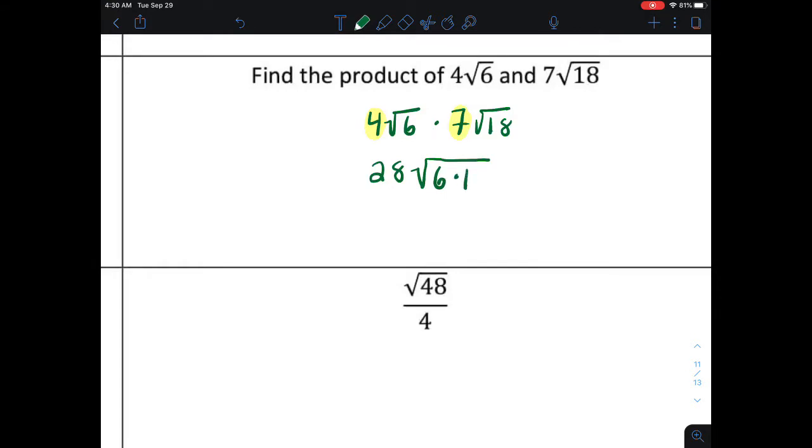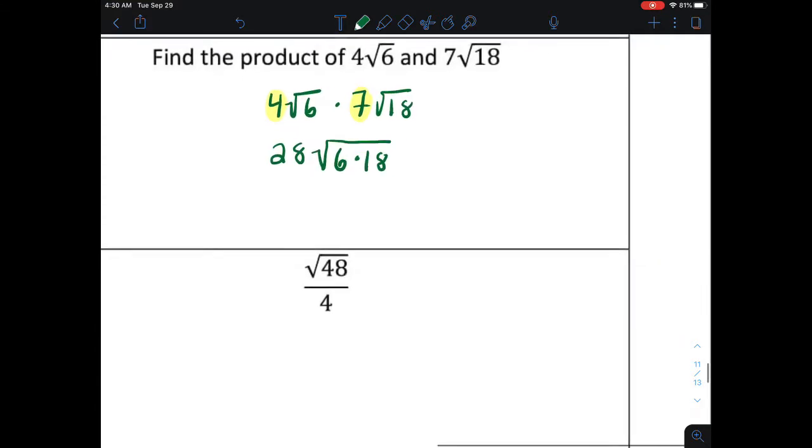So the product is 6 times 18. And that's going to give us 28 times the square root of 108. Now we want to simplify that square root of 108.